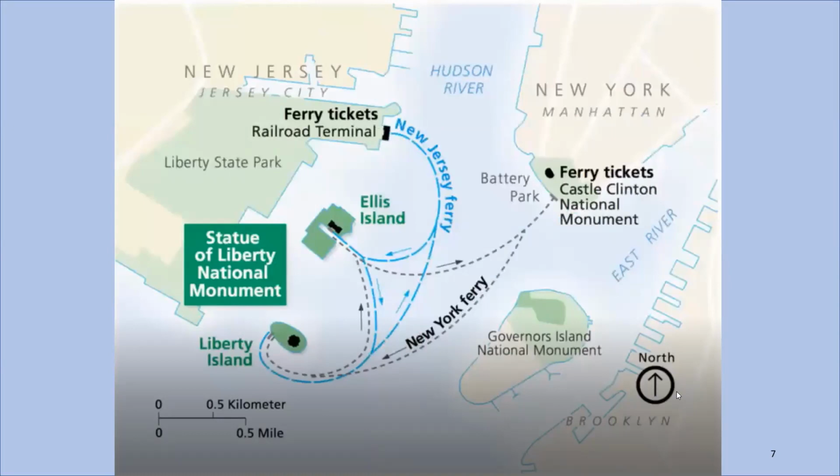So here's a map of New York Harbor, and on this map, there are two islands that you see. Almost on the New Jersey side of the harbor, you'll see Liberty Island, and just past that is Ellis Island, which is the location of the National Immigration Museum. But we're actually going to focus on Liberty Island right now, and it's interesting to note that Liberty Island was not always called Liberty Island.